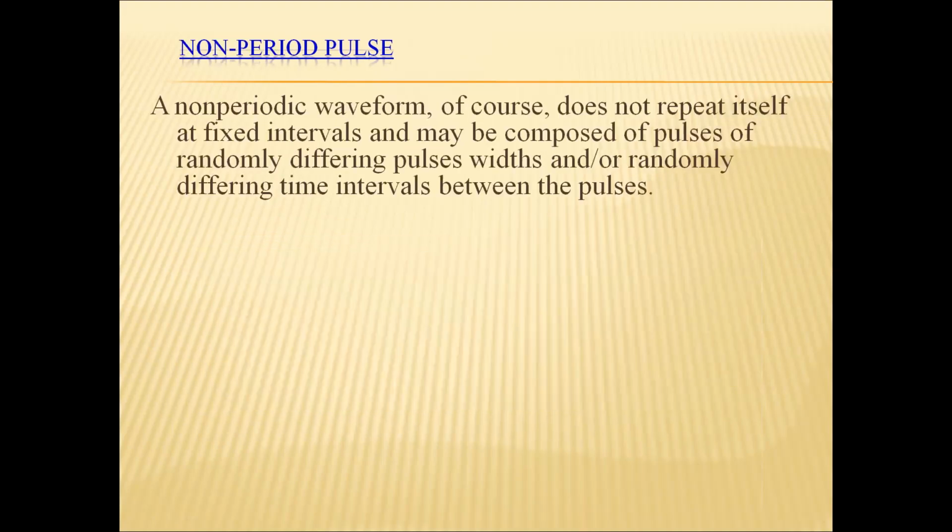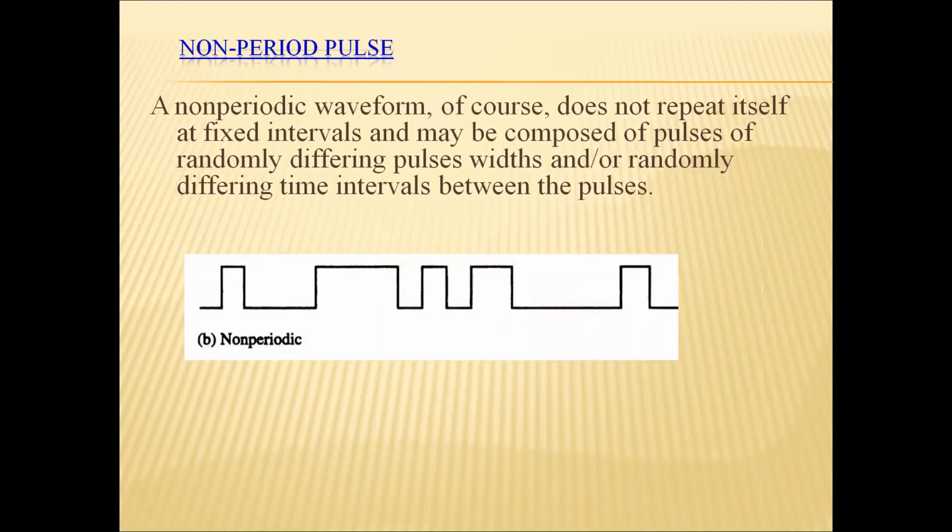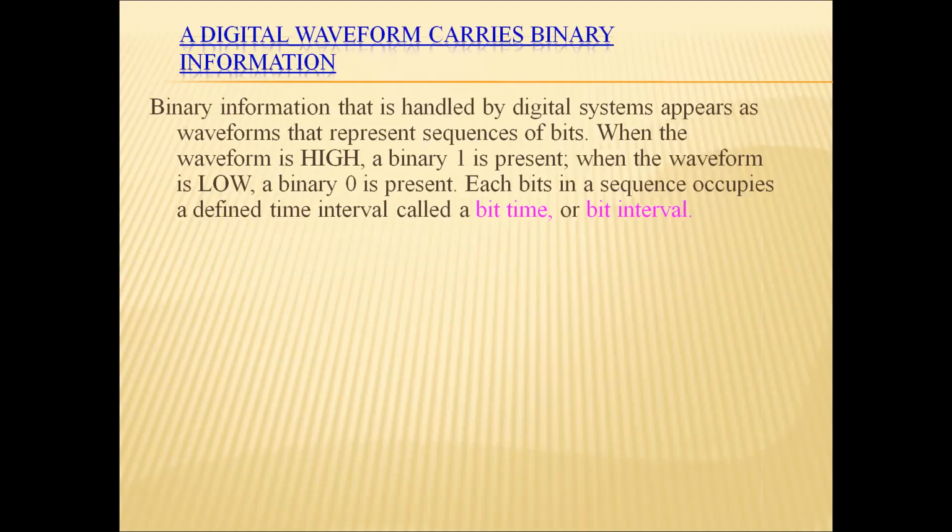Now the non-periodic pulse, as you can see here, this is clearly a non-periodic pulse. Now a digital waveform carries binary information. Binary information that is handled by a digital system appears as waveforms that represent sequences of bits.